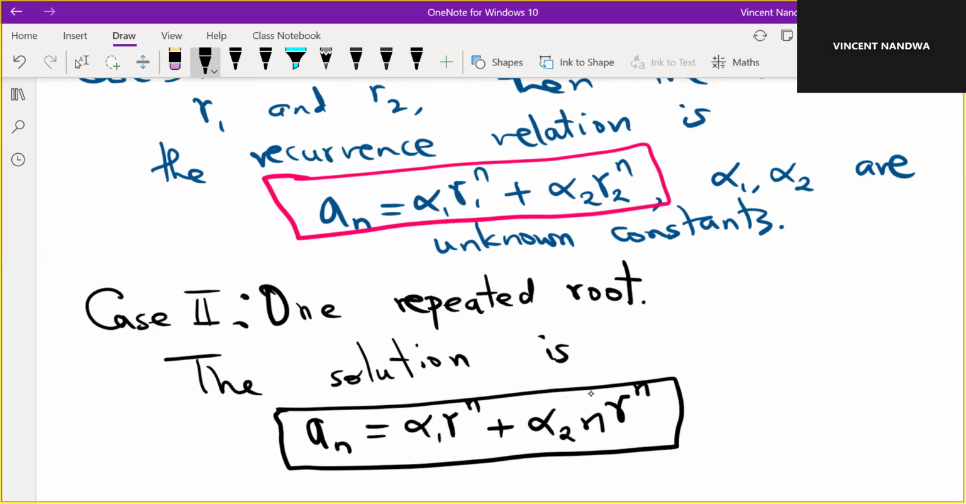It's the same thing that you are doing when you are solving ODE problems. If you're solving a second order differential equation with constant coefficients, and you get a repeated root after solving the characteristic equation, you obtain two linearly independent solutions by multiplying the independent variable by the first solution. So that's why in this case, you have a constant times r power n, plus another constant, multiplying the independent variable n by the same solution, to have the two linearly independent solutions.